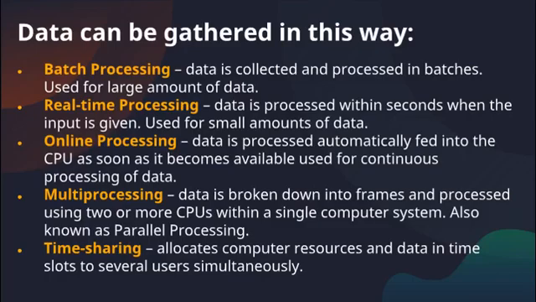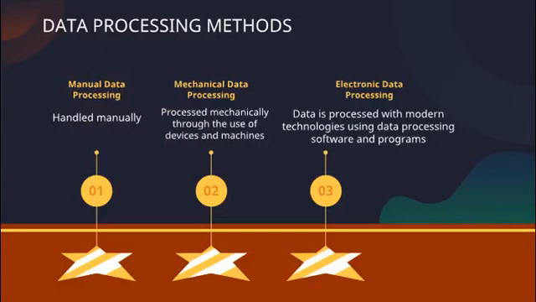There are three data processing methods: manual data processing, mechanical data processing, and electronic data processing. Manual data processing is handled manually. Mechanical data processing is processed mechanically through the use of devices and machines. Electronic data processing processes the data with modern technologies using data processing software and programs.